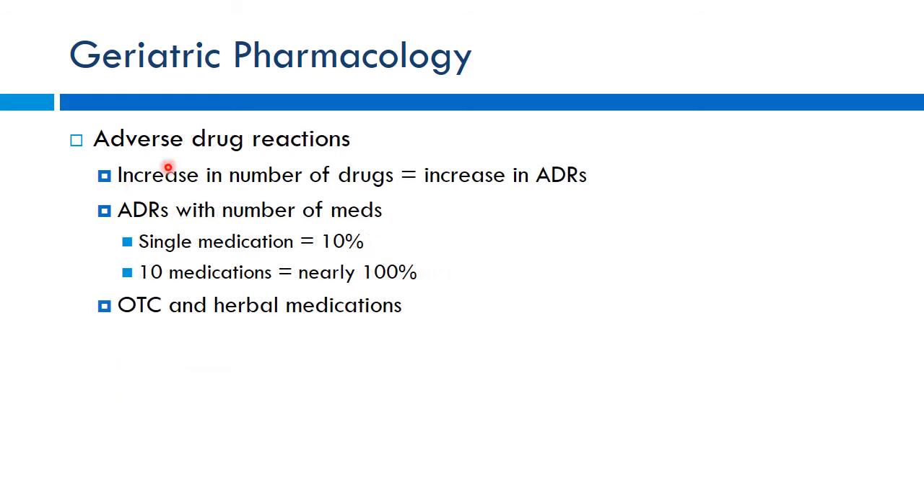So looking at the number of adverse drug reactions these geriatric patients can have, again, the larger the number of drugs they're on, the more likely they are to have an ADR. And so just with a single medication, a patient may only have a 10% likelihood of developing an adverse reaction, that goes up to nearly 100% by the time they get close to 10 medications. So it's very, very likely.